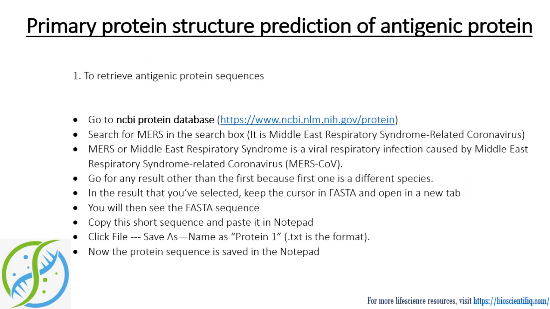Okay, I'll just explain. So the first step that we'll be doing is the retrieval of antigenic protein sequences. This comes under primary protein structure prediction of antigenic protein. I've written down the step-by-step procedure. Please have a look at it. So we'll be going to the NCBI protein database to retrieve the antigenic protein sequence.